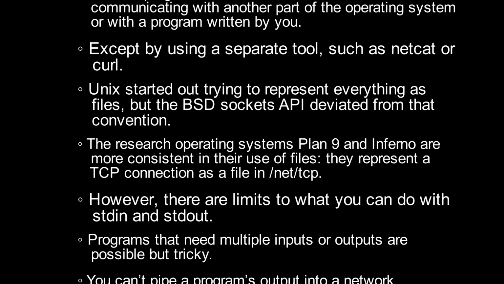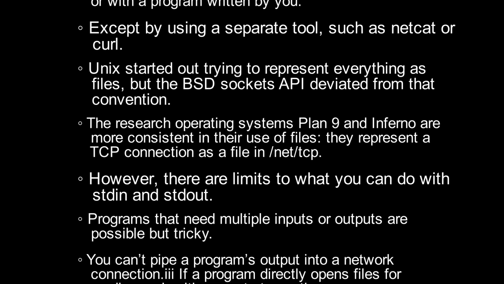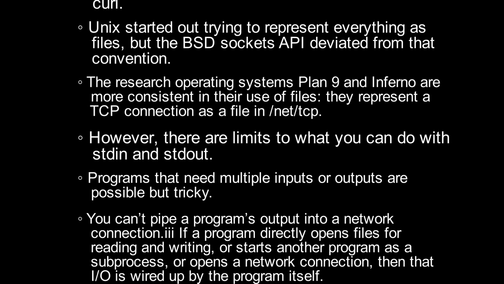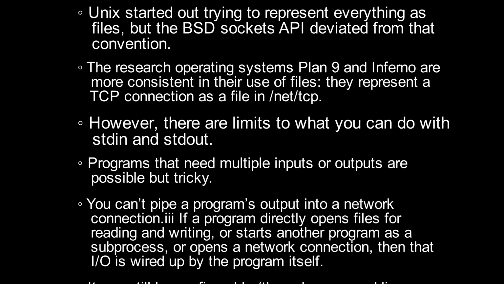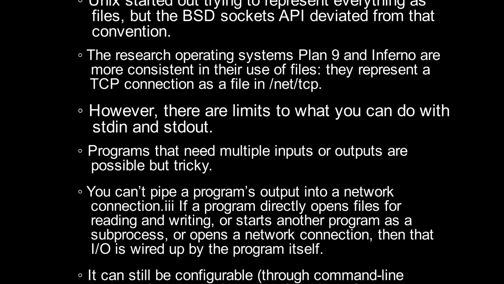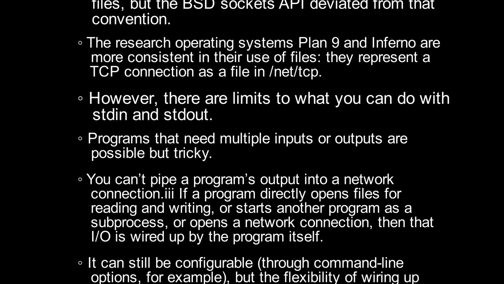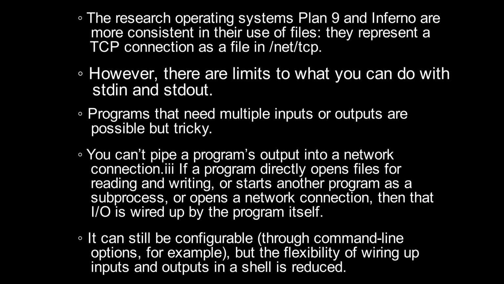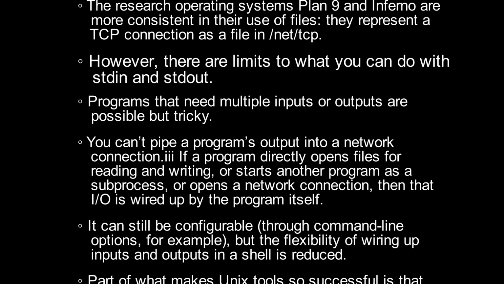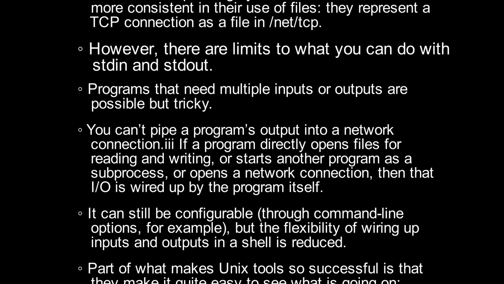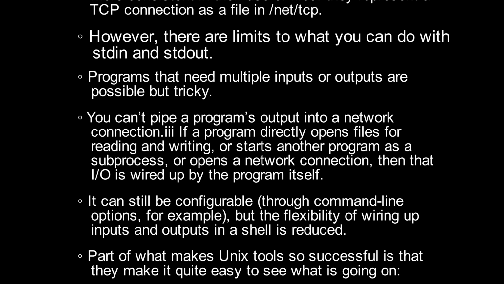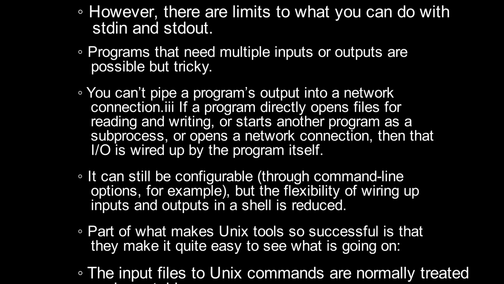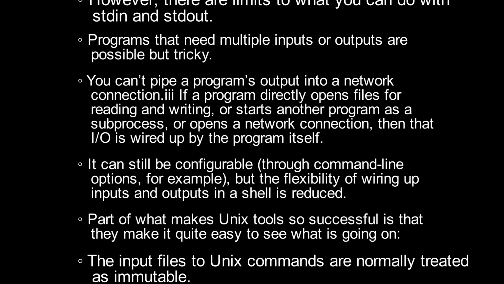However, there are limits to what you can do with stdin and stdout. Programs that need multiple inputs or outputs are possible but tricky. You can't pipe a program's output into a network connection. If a program directly opens files for reading and writing, or starts another program as a subprocess, or opens a network connection, then that I/O is wired up by the program itself. It can still be configurable through command line options, for example, but the flexibility of wiring up inputs and outputs in a shell is reduced.